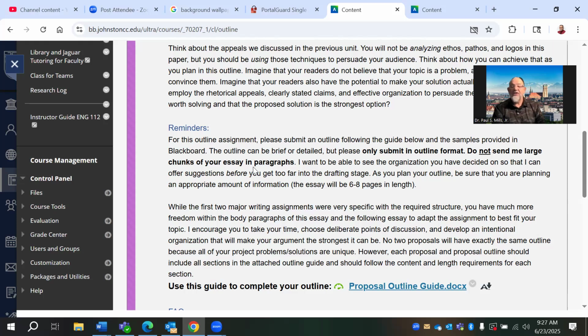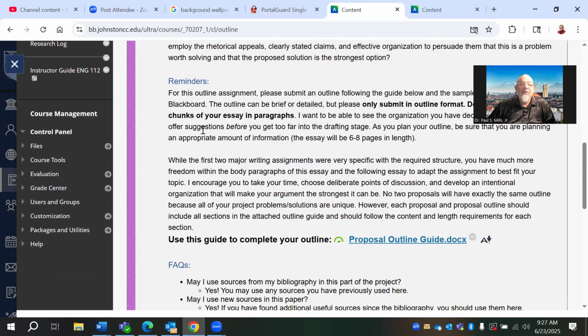I want to be able to see the organization you've decided on so that I can offer suggestions before you get too far. While the first two major writing assignments were specific with the required structure, you have much more freedom within the body paragraphs of this essay and the following essay to adapt the assignment to best fit your topic. I encourage you to take your time, choose deliberate points of discussion, and develop an intentional organization that will make your argument the strongest it can be.